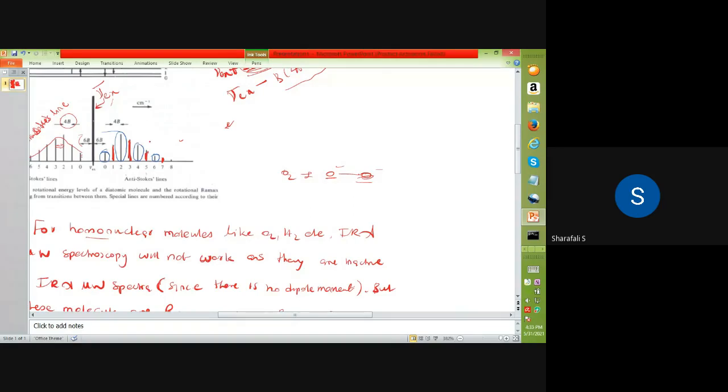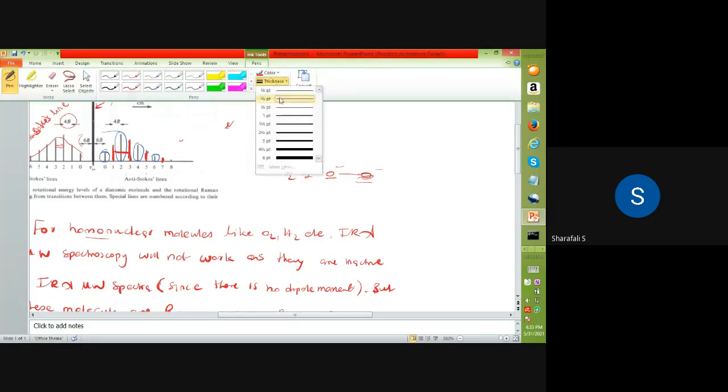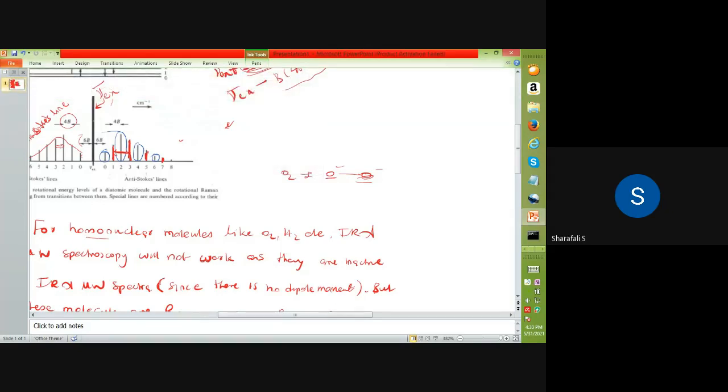In that case, remember that the separation between the lines will become 8B. So in some questions, for example in CSIR, it may ask for the B value corresponding to oxygen, or the moment of inertia, and the B value will be given.